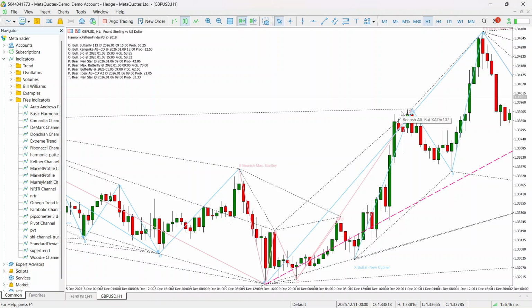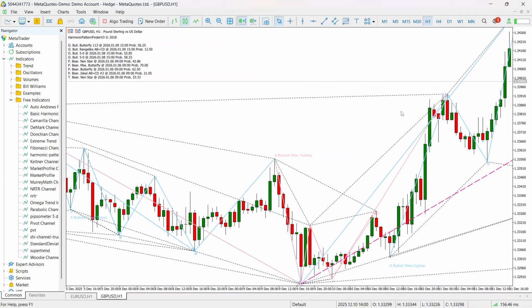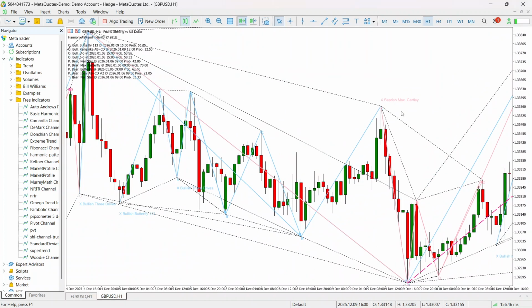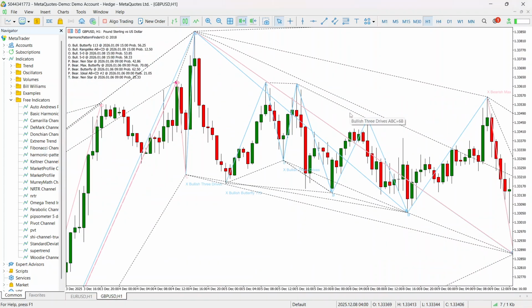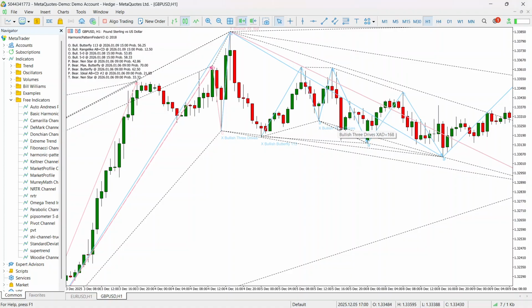utilized. The ZUP indicator is one of the most sophisticated harmonic pattern recognition tools available for MetaTrader platforms, designed to automatically detect and plot harmonic patterns that follow specific Fibonacci ratios. Harmonic trading is based on the premise that price movement follows specific geometric patterns and Fibonacci ratios, with patterns like Gartley, butterfly, bat, crab, and shark representing high probability reversal zones when formed correctly.